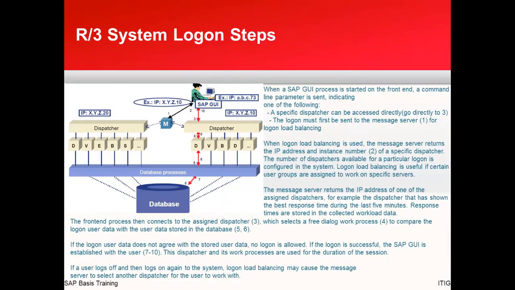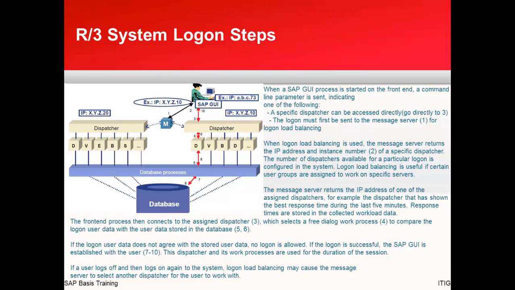Here in this particular figure, you are seeing a user trying to connect to an SAP system, and when it connects to the SAP system, he goes to the message server. This is the message server. The message server in turn redirects the user to a dispatcher, and the dispatcher handles the allocation of different work processes.